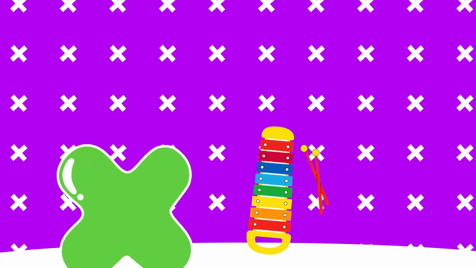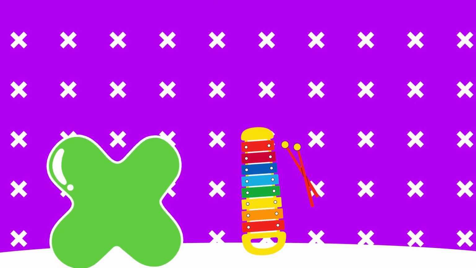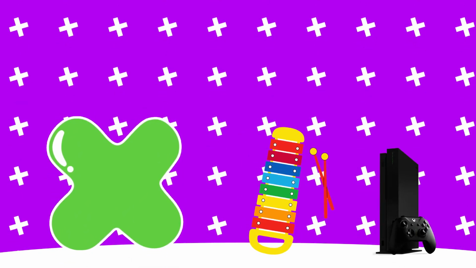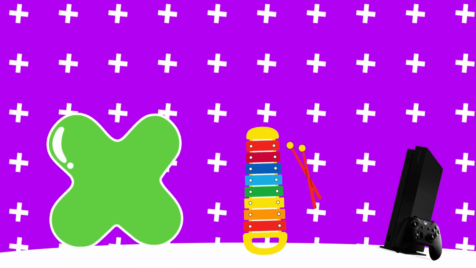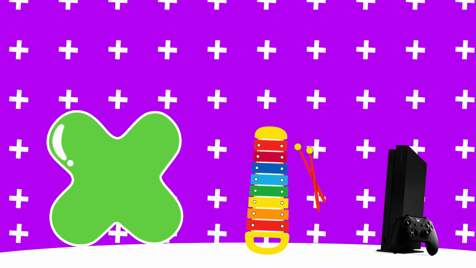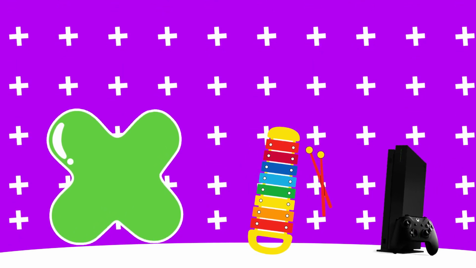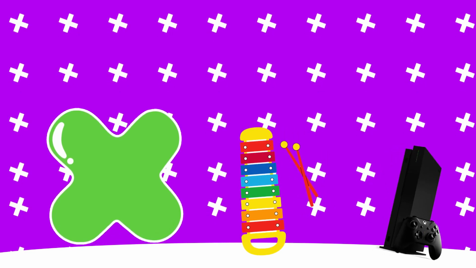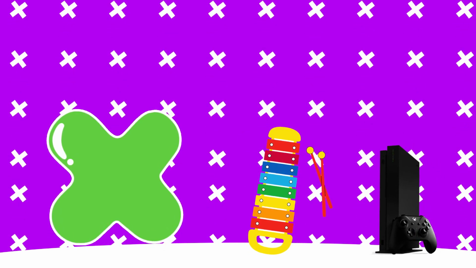X is for xylophone, z, z, xylophone. X is for Xbox, X, X, Xbox. X is for z, z, z, z, xylophone. X is for X, X, X, X, Xbox.